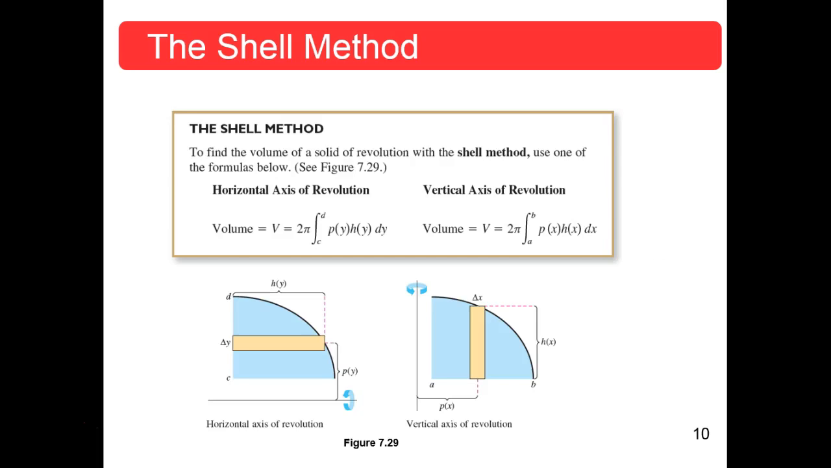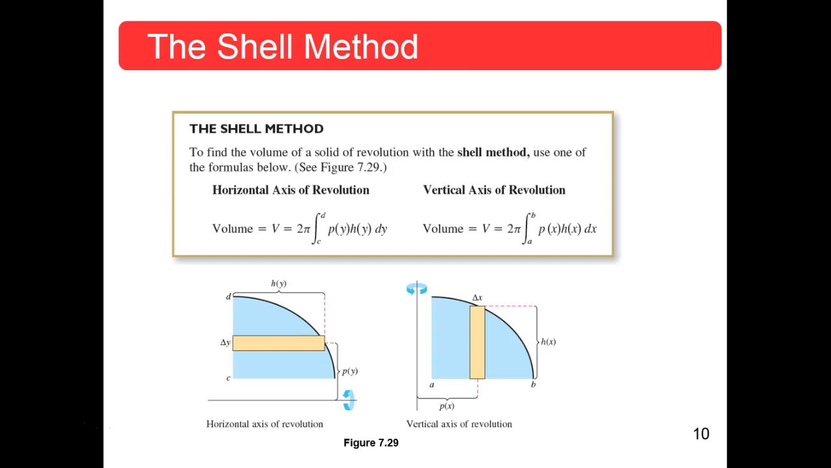This is the definition. Find the volume of a solid of revolution by the shell method. Use one of the formulas. If you have a horizontal axis of revolution, then you got dy's. You got a vertical axis of revolution, then it's a dx, because you're doing just the shell around there. So it's kind of backwards from what this method was.